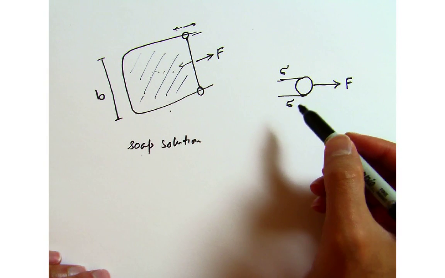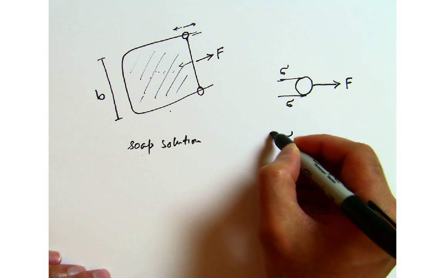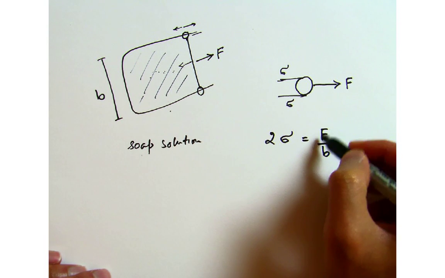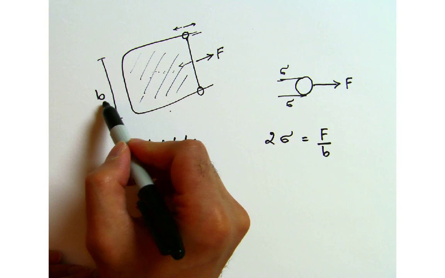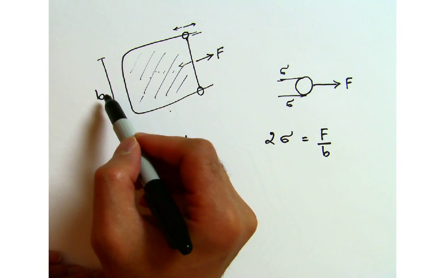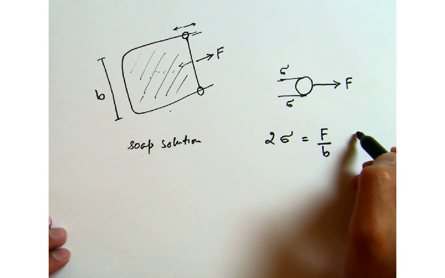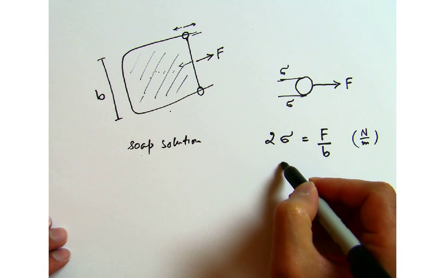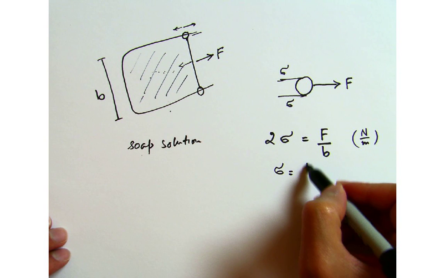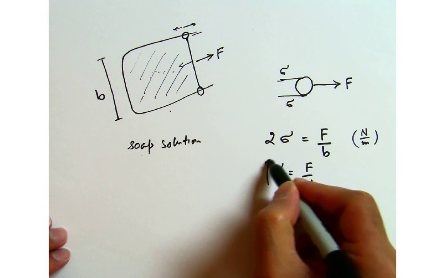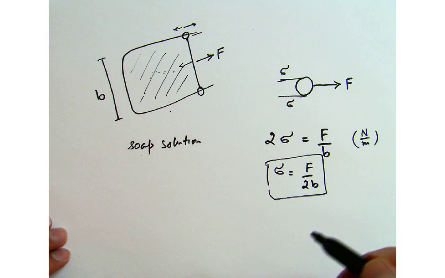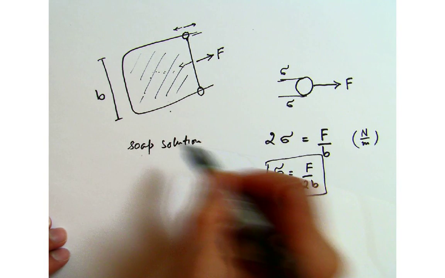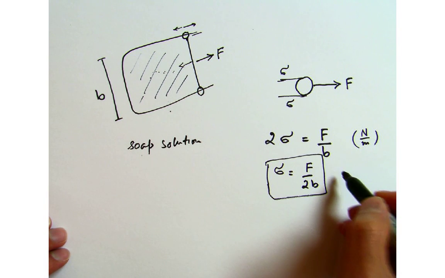So I can write 2 sigma is equal to F over B. The reason I'm writing F over B is that this is the total force per unit length, which gives you the units of Newton per meter. Then sigma is equal to F over 2B. So this gives you your surface tension. You can find out what this force is, what this length is, and you can calculate your surface tension in terms of Newtons per meter.